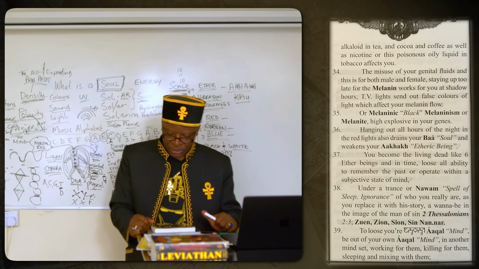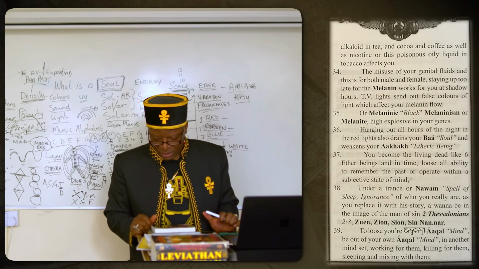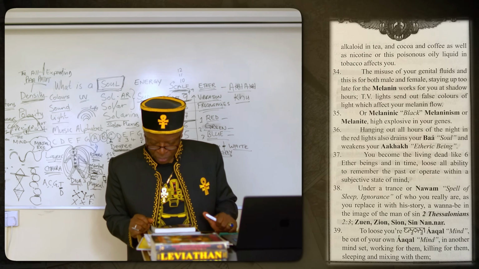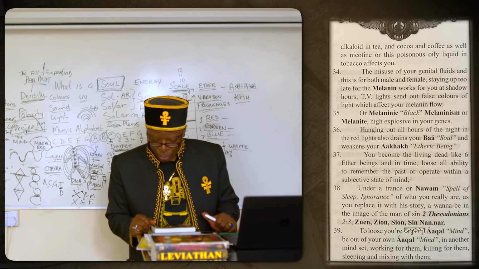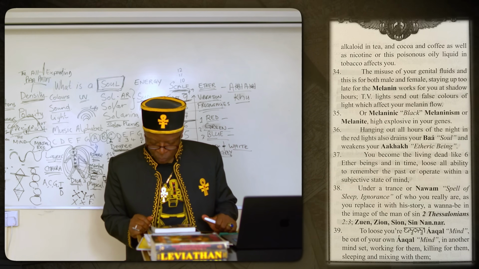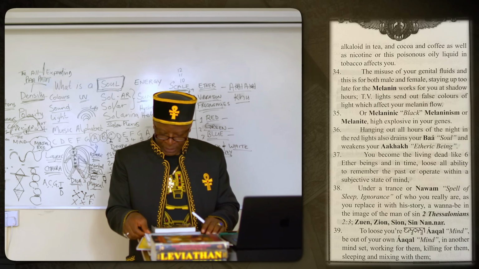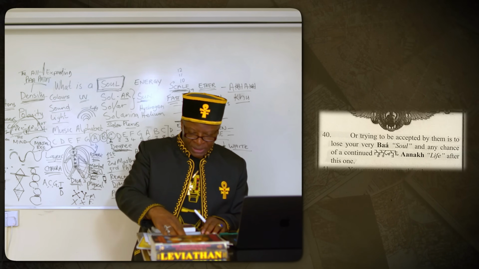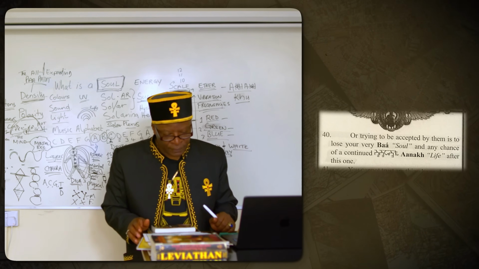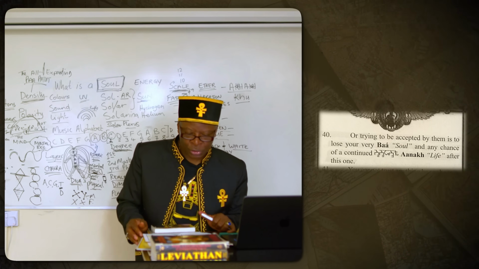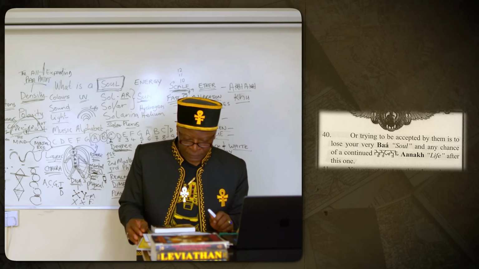2 Thessalonians 2:3. The man of sin is Zuen, Zion, Sion, sin, Nana sin, or Nanar. 39. To lose your akal mind, be out of your own akal mind, in another mindset, working for them, killing for them, sleeping and mixing with them. 40, or trying to be accepted by them, is to lose your very soul, your ba'a, and any chance of a continued anak life after this one.